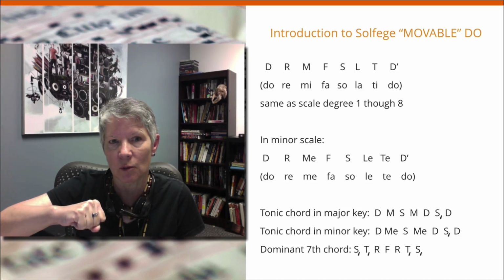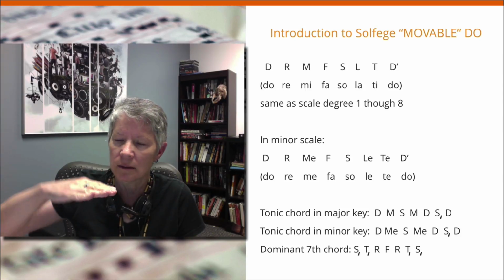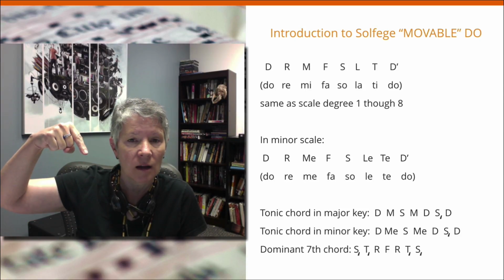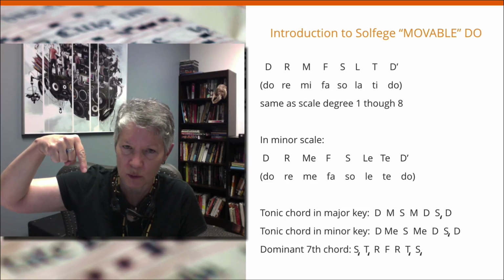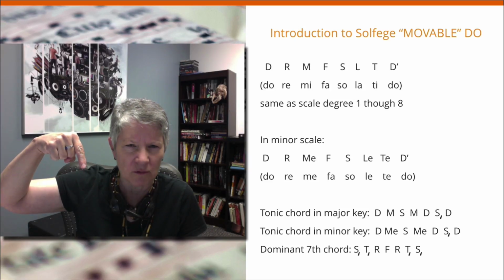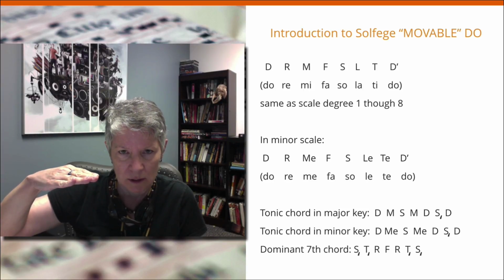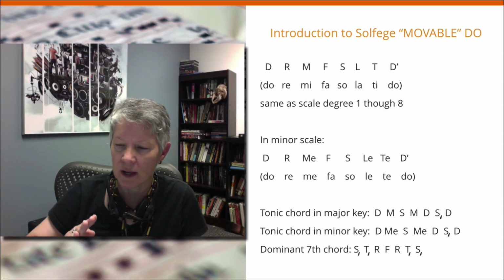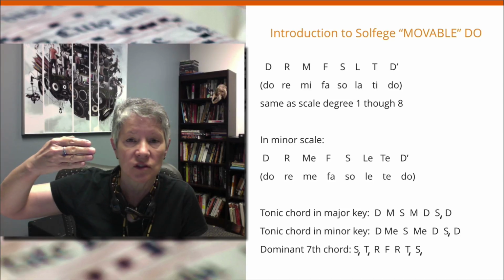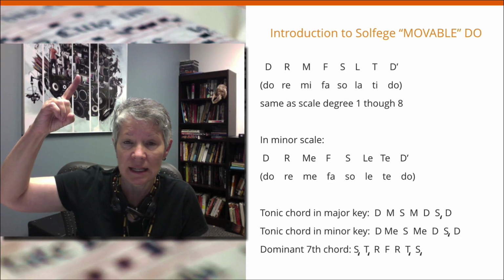Everything's based on knowing where do is. Re, mi, fa, because the fourth scale degree often pulls down to the third. It's a form of resolution. There's some tension there, and that half step 4 wants to pull down to 3. So do, re, mi, fa, so, la, ti.